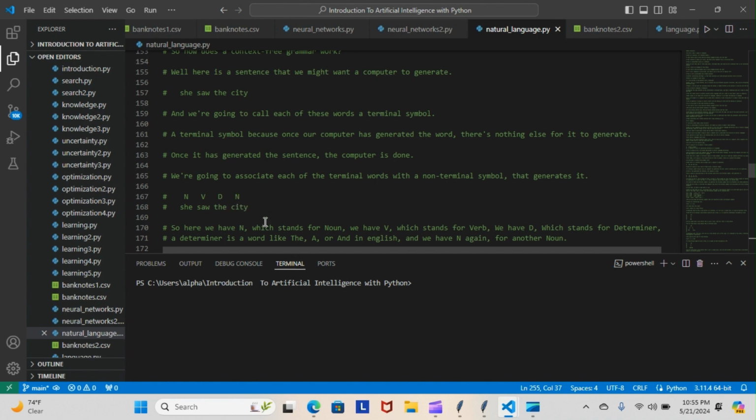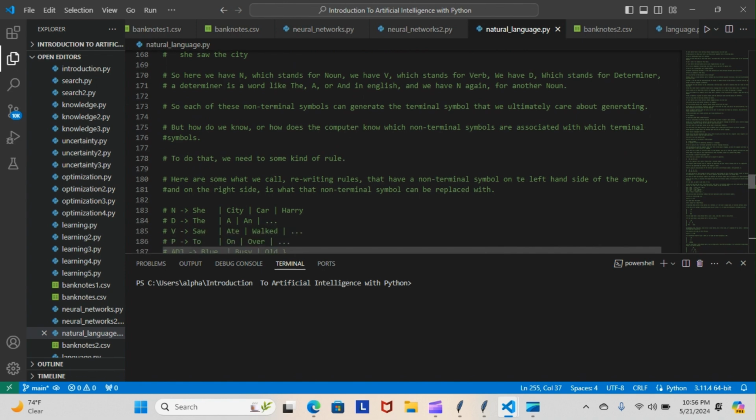So here we have N, which stands for noun. We have V, which stands for verb. We have D, which stands for determiner. And the determiner is a word like the, a, or an in English. And we have N again for another noun. So each of these non-terminal symbols can generate the terminal symbol that we ultimately care about generating.